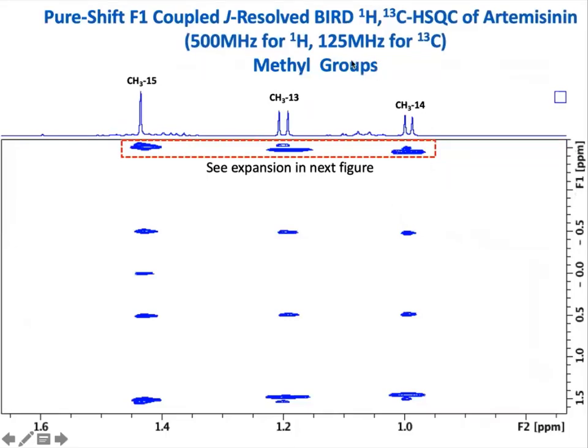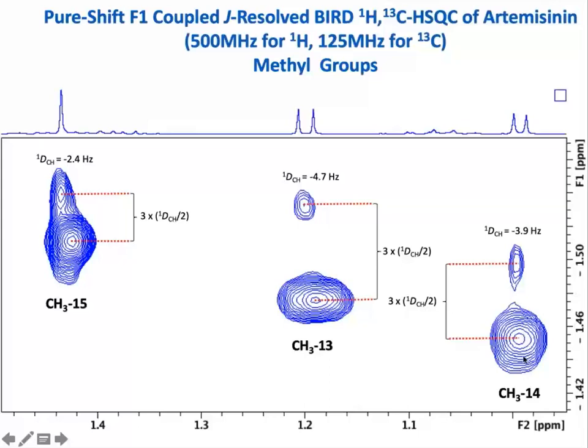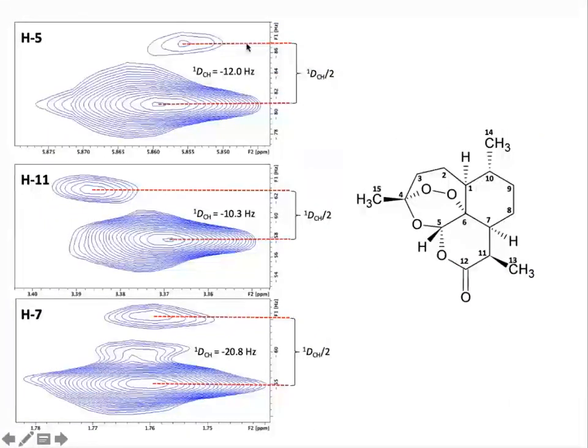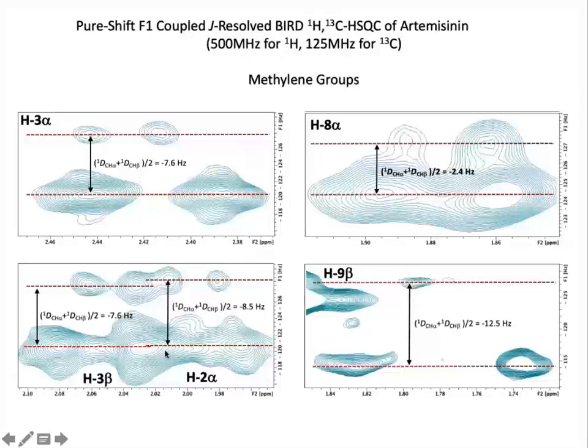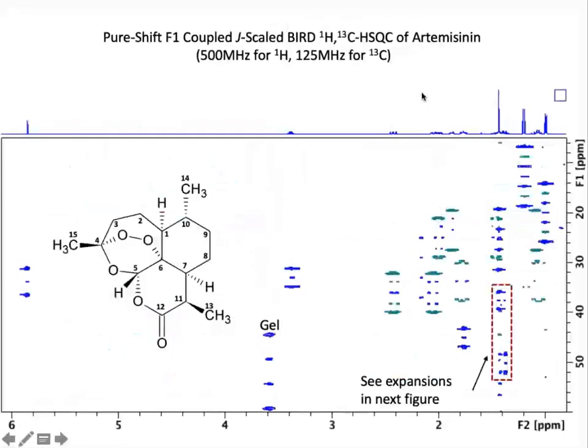But as I told you, here are the methyl groups. So if I make an expansion here, you get inside, outside, and you can directly measure the dipolar coupling, the residual dipolar coupling from the experiment. Here are for the CHs, H5, H11, H7. You can look at the paper.